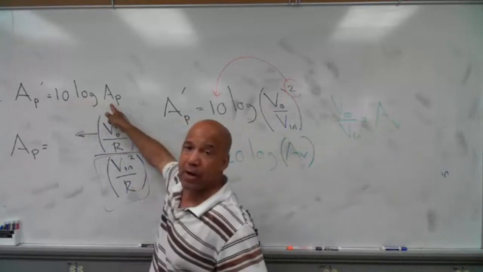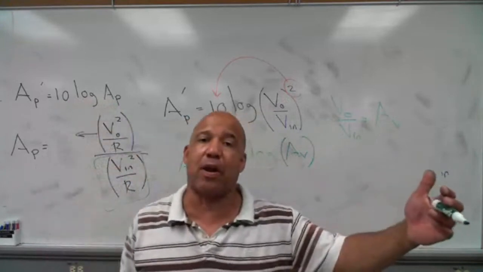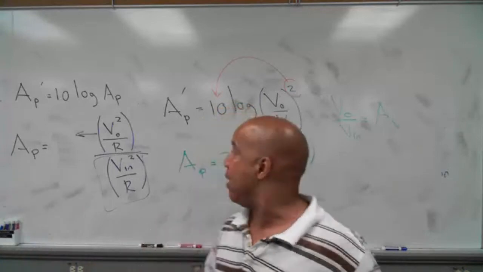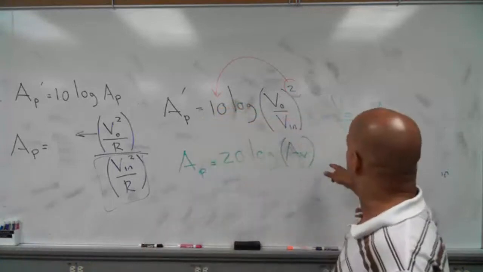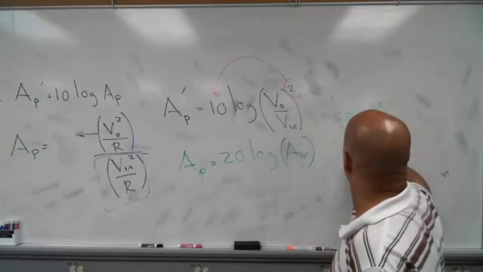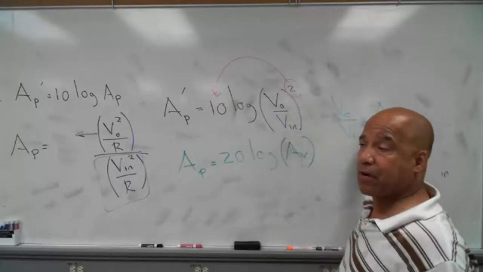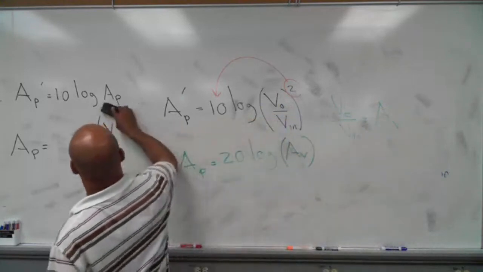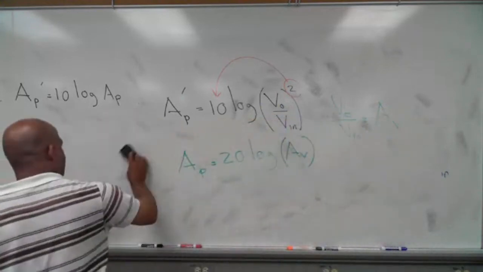10 log the power gain. What I'm saying is maybe you don't have the power gain. Maybe instead you got the voltage gain, but you still want the decibel power gain. Well, I just showed you mathematically where you can still get it. If I know V out and V in, or if I know the voltage gain, I can still get the power gain. So another formula, as we go through this filter analysis for you to write right now, is this one.